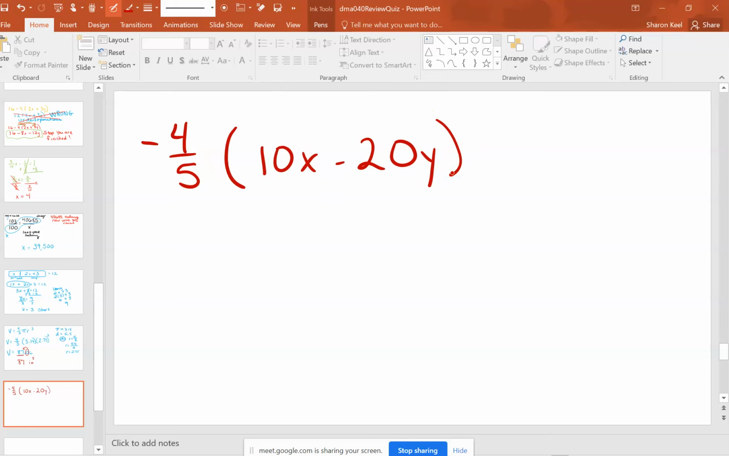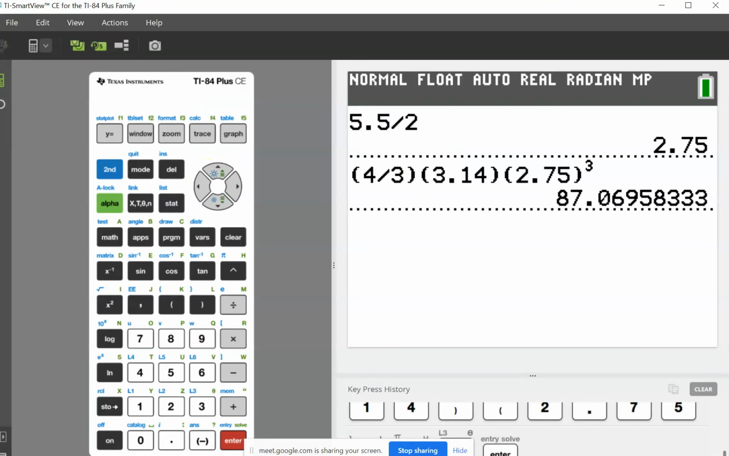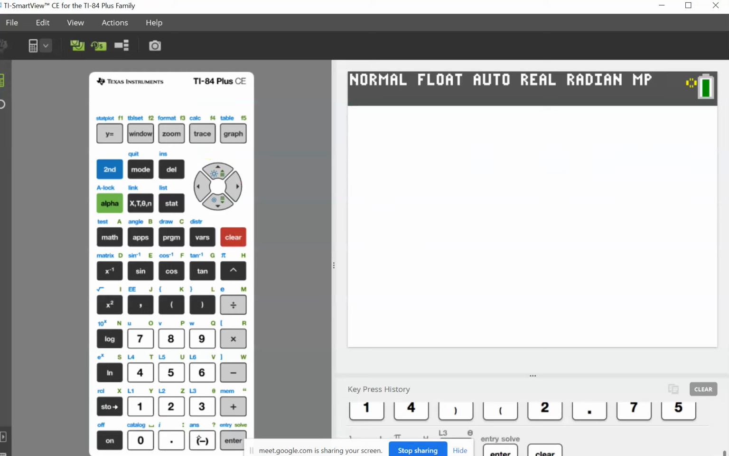Okay, so we're just using the distributive property. Again, when you see a fraction, do not fret. We're just going to multiply and distribute. So negative 4/5 times 10. So you're going to use your calculator.